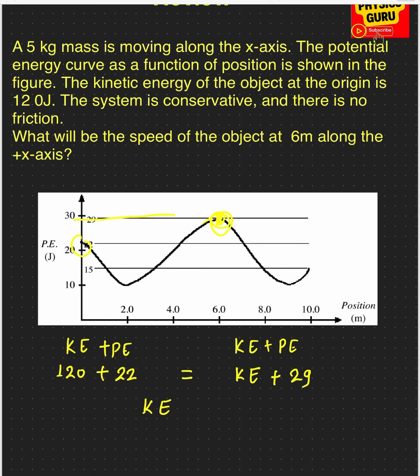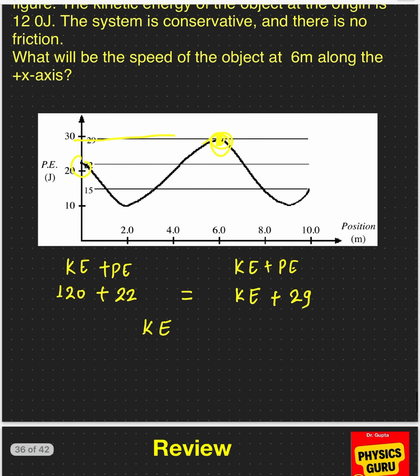Once you know the kinetic energy, once you know this value, then you know that kinetic energy is equal to half mv squared. And you should be able to solve the speed of the particle at this point. Okay.